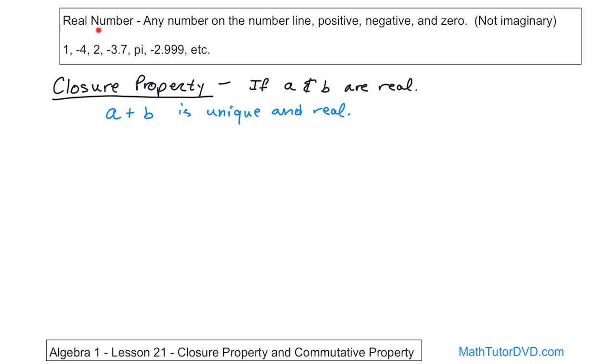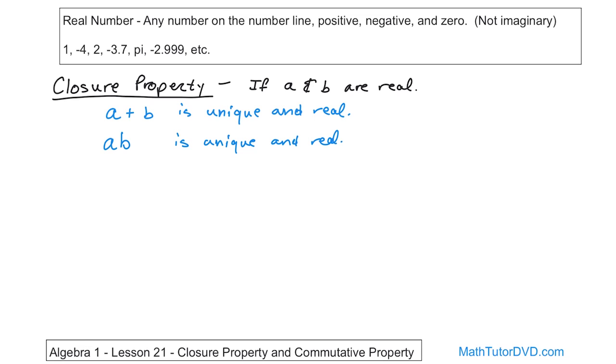And this works for all real numbers, negative numbers, fractions, decimals, things like pi that have infinite non-repeating decimals. If you add them together, you're going to get a unique number that's also real. That's called the closure property. And along those lines, you have something similar. If you take that number A and you multiply it by that number B, guess what? It is also unique and real.